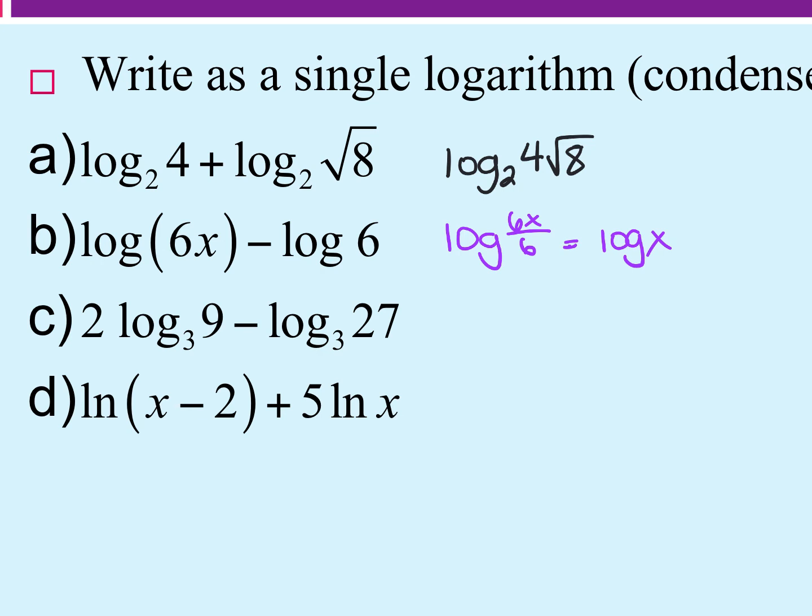Because simplifying A would be super complicated because I'd have to rewrite 8 as 8 to the 1. Don't do that. Yeah, it will say simplify for numbers if it wants to, but 6x over 6, you'll always simplify that. Yeah. All right, C, the 2 on the front would become the exponent on the 9. So this would be log base 3 of 9 squared over, because it's minus, 27. So I could go one step further and say this is log base 3 of 81 over 27.